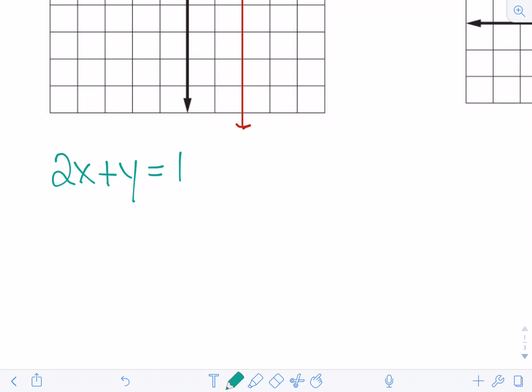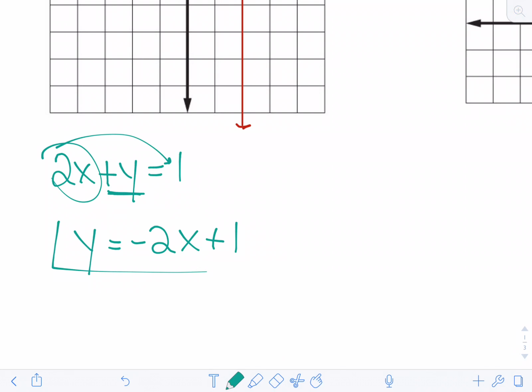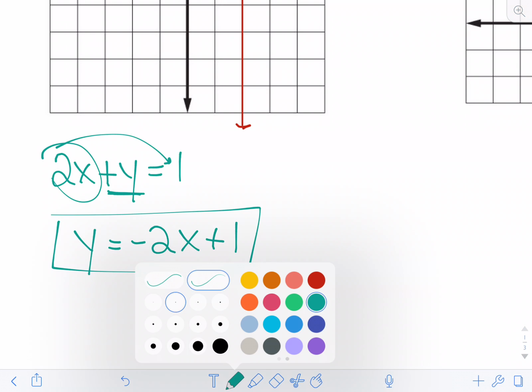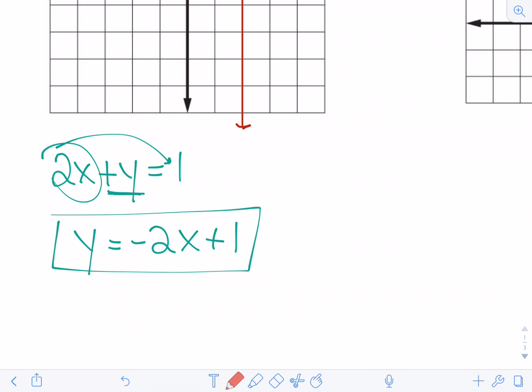Okay, so to do that, we're going to do our exciting move. So I have y equals, because that's all that I have left over. Positive 2x becomes negative. Your second step would be to do your great divide. Well, if you notice, it already says y equals, so you don't have to do a great divide. So what we have here then is y equals mx plus b.